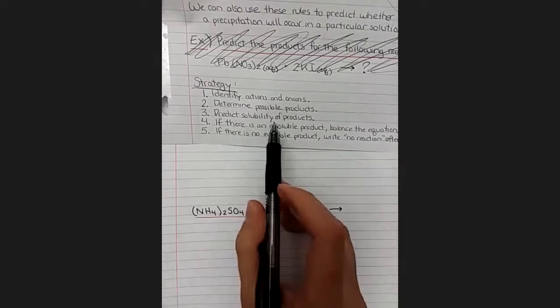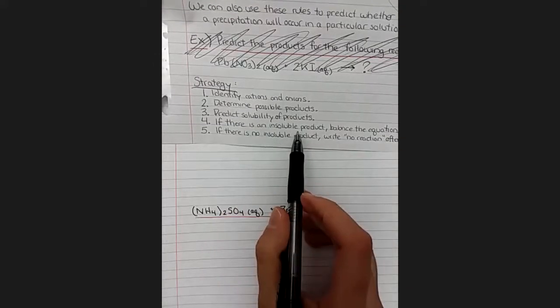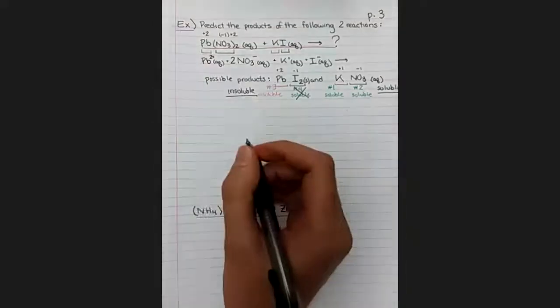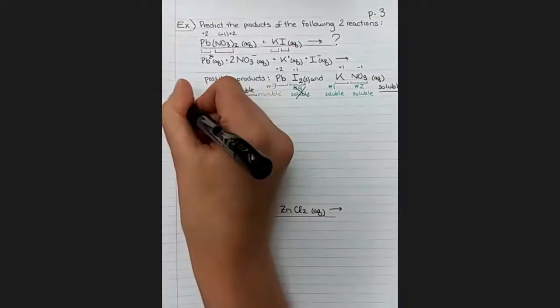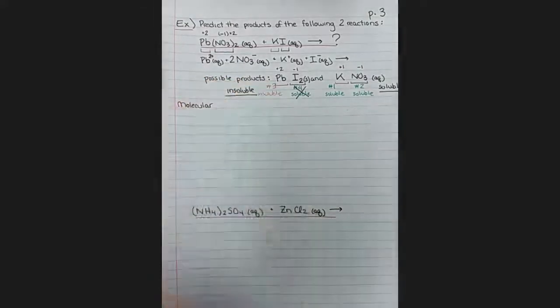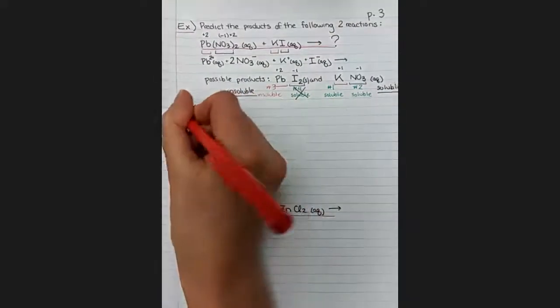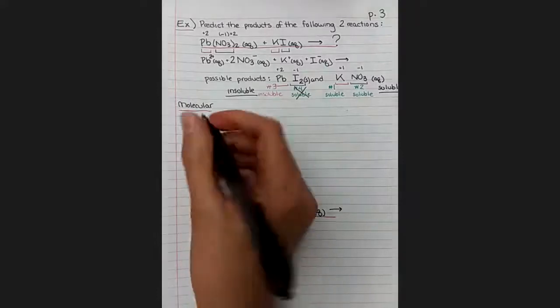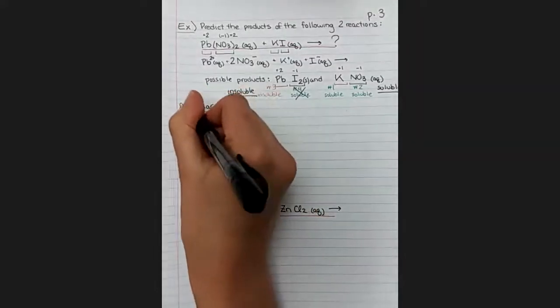Okay, and in our strategy here, predict the solubility. If there is an insoluble product, which there is, we are going to balance with the net ionic equation. So I always find it easier to start with molecular and work my way to net ionic. It is totally up to you if you'd like to skip all the way straight to the net ionic equation. Okay, so molecular equation.